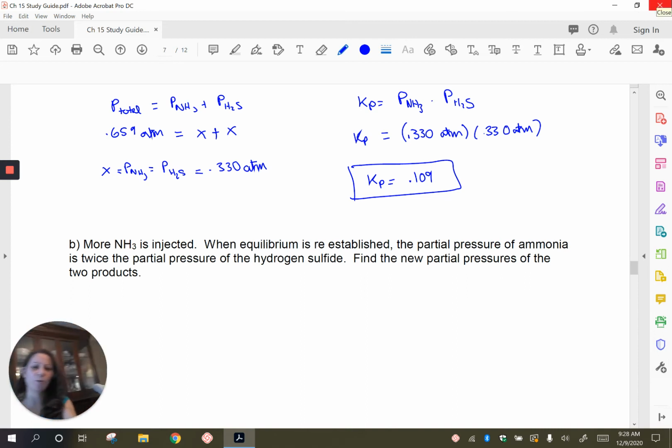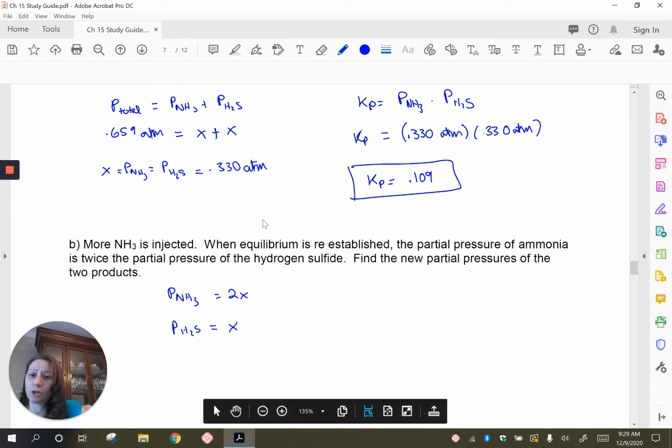So let's think about what we know. Well, they're telling us that when we've reached equilibrium again, the partial pressure of the ammonia is twice the partial pressure of the H2S. So if H2S was X, then ammonia would be 2X. Well, what else do we know? What would remain the same? Would the total pressure be the same? No, because we added more ammonia, right?